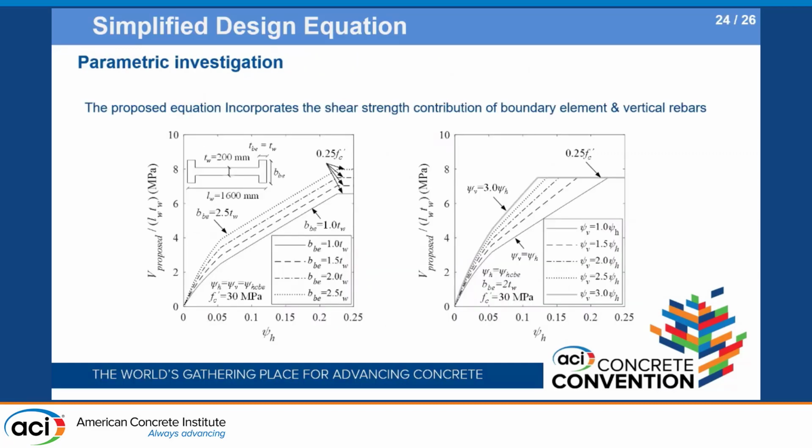According to the proposed model, we directly consider the influence of boundary elements. In the left-hand side figure, with the increase of boundary element width, BBE, the shear strength is designed to be increased, and with the increase of vertical bars in web, the strength is also designed to be increased. Still, ACI equations only consider the horizontal bars for SCOD walls. So that's the point of this proposed equation.